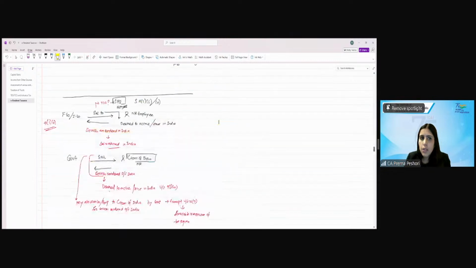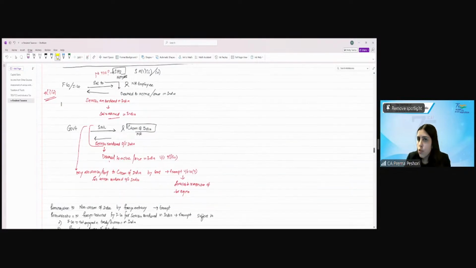The next provision is section 9(1)(ii). What is it? It is salary. So when is the salary income said to be deemed to accrue or arise in India? Salary income is said to be deemed to accrue or arise in India when the services are rendered in India by a non-resident employee. Right?